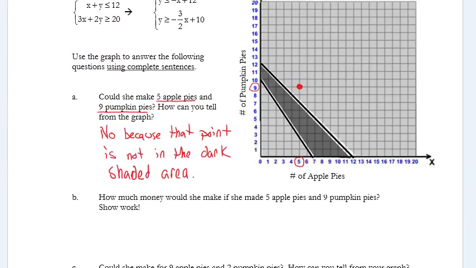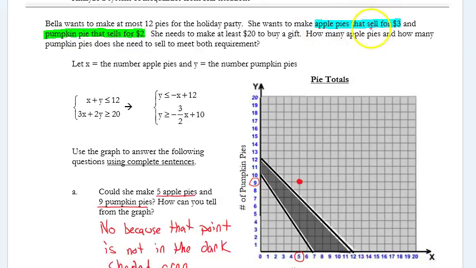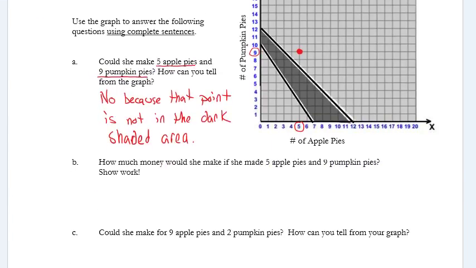Going further, how much money would she make if she did do 5 apple pies and 9 pumpkin pies? That goes back to the word problem up here, and recognizing that apple pies are $3 and pumpkin pies are $2. I need to utilize that here. Apple pies we said were $3, and pumpkin pies we said were $2. That's a multiplication problem, so I know that if we did 5 apple pies at $3, it's $15. 9 pumpkin pies at $2, we're getting another 18. That's an addition problem. We add these together, she would have had $33.